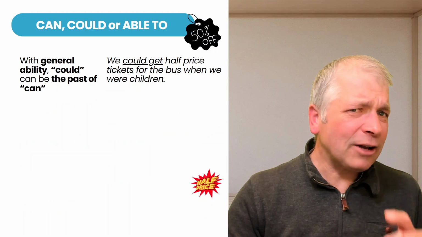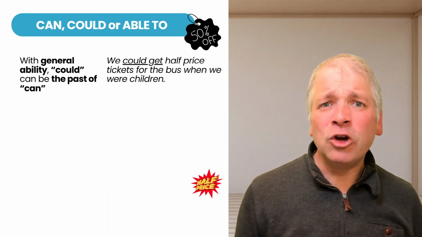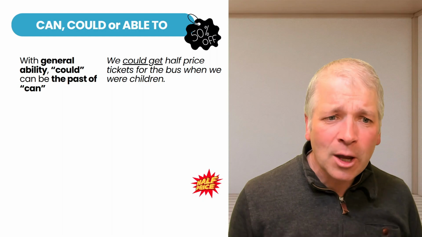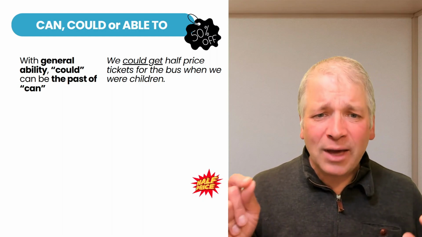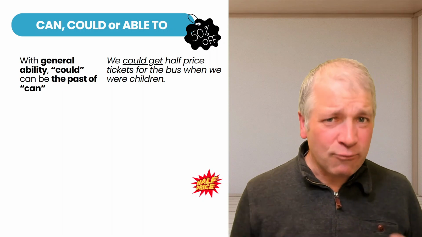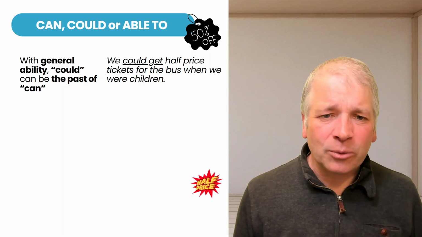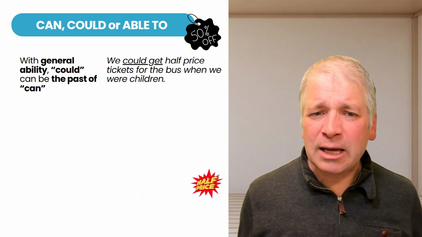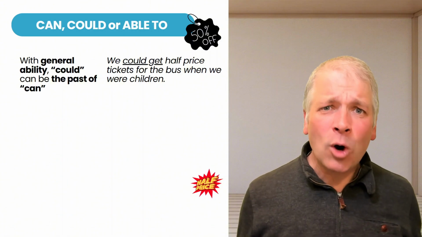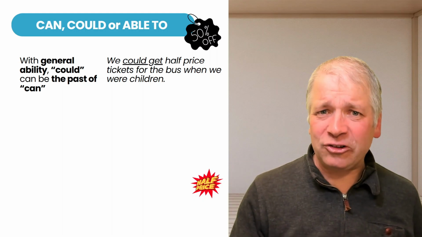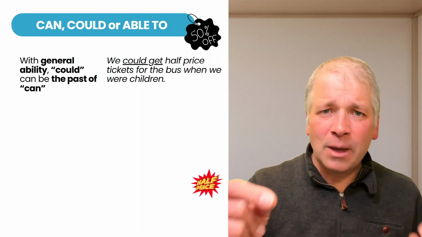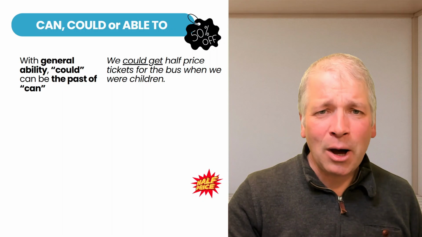Now let's look at could, because this is where confusion often comes up. With general ability, could can be the past of can, for ability and permission. We could get half-price tickets for the bus when we were children. So this again is looking at a general situation in the past, the ability that we had in the past.